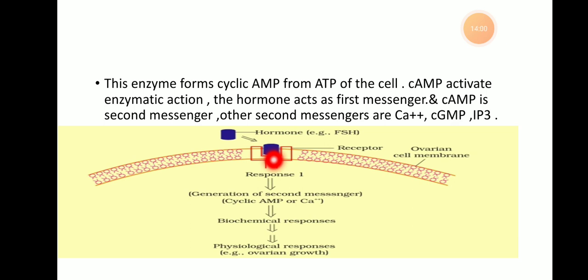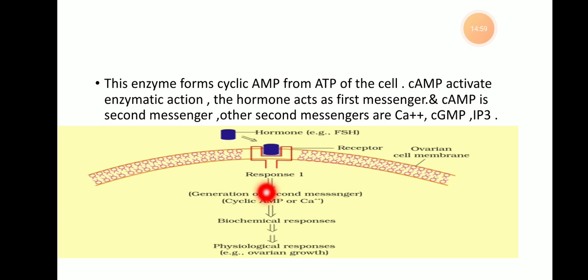Then this hormone receptor complex, already formed on the membrane, leads to the release of the enzyme adenylate cyclase from the receptor site. Here the receptor site is present, and this site secretes this enzyme. This enzyme acts on the hormone receptor complex on this membrane. Then the complex produces a response, the particular hormone coming from outside on the cell membrane, and this response is the first response. Then the adenylate cyclase enzyme forms cyclic AMP from the ATP of the cell.